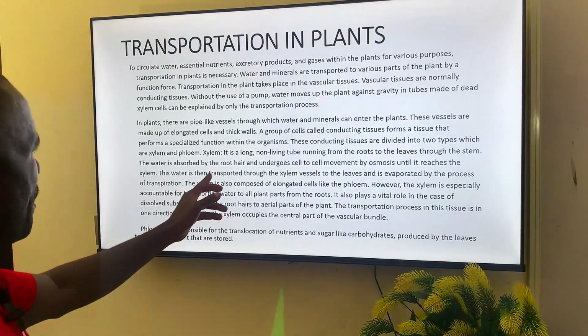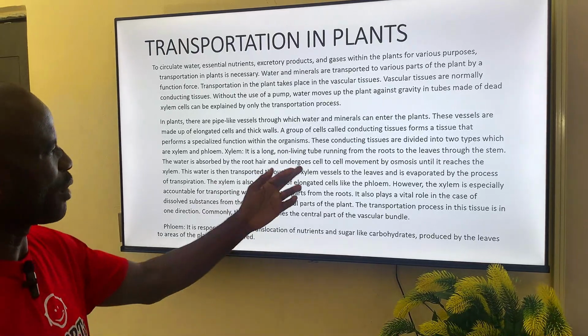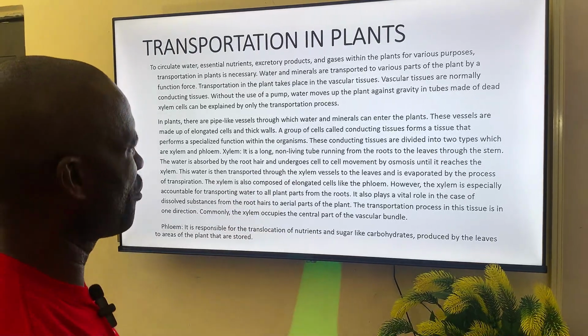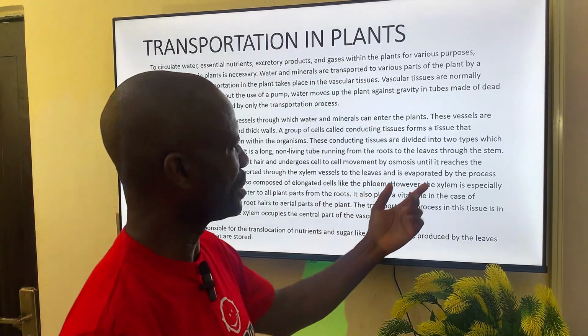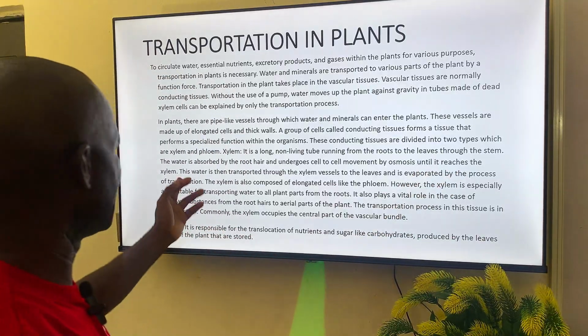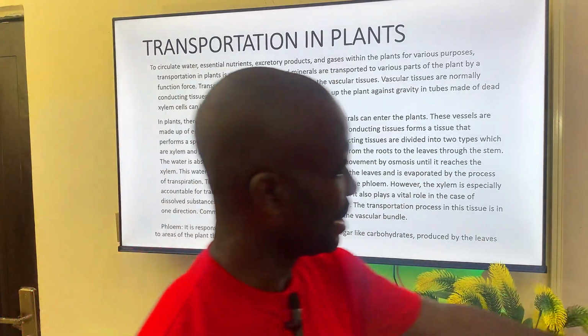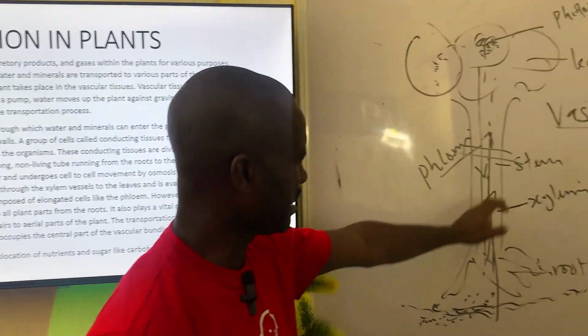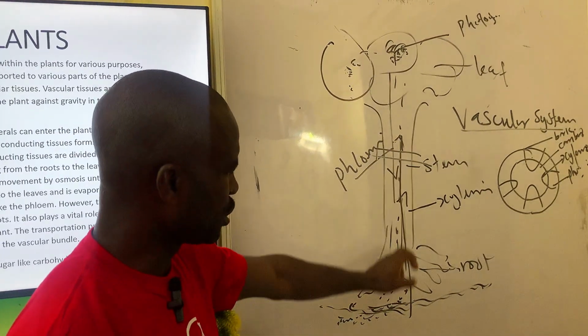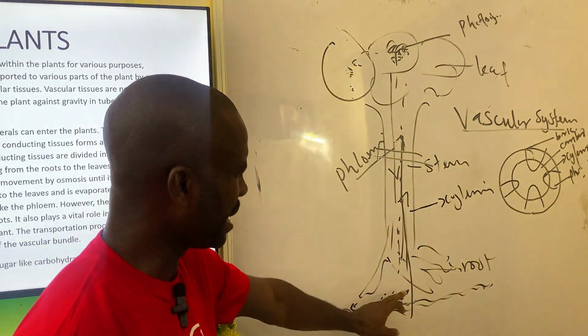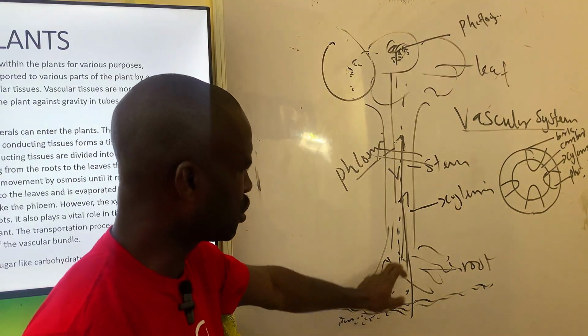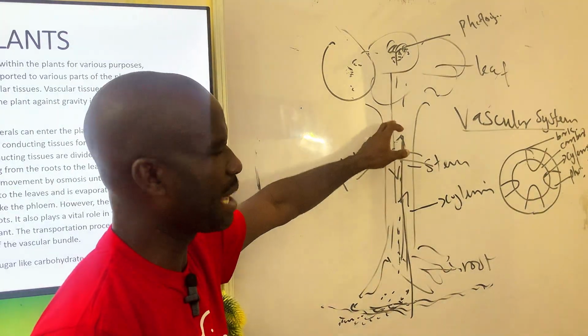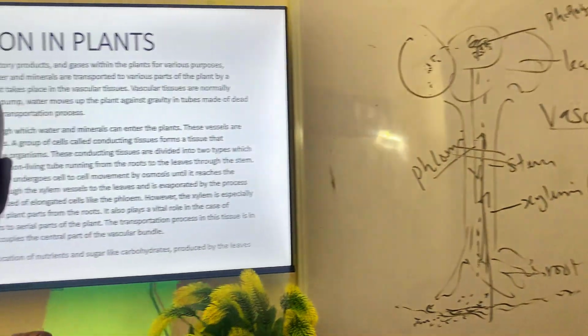Water is absorbed by the root hair and undergoes cell-to-cell movement by osmosis until it reaches the xylem. Just like I said, there are a number of cells in between these plants. So as the cells touch one another, the water is being conducted from one point to the other until you see this water being absorbed through the pressure force.